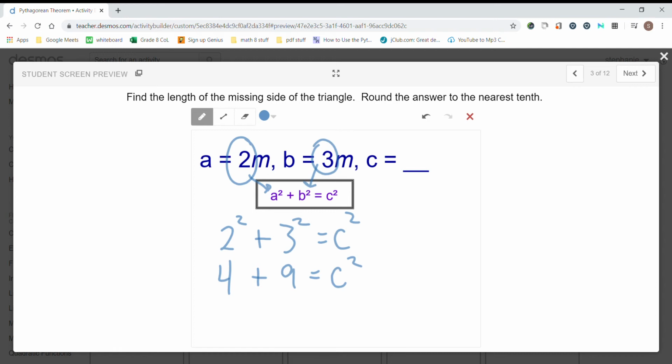Now I can just simply add. So I have 4 plus 9, and that equals 13, equals C squared. Well, now I have this problem because I need C by itself, and right now it is saying C squared, or C times C. So in order to get C all by itself, I need to take the square root. So in order for us to do that, you will need a calculator because this is not something that we would know what the square root of 13 would be. So we're going to do this. And I'm going to do the square root of 13 in my calculator.